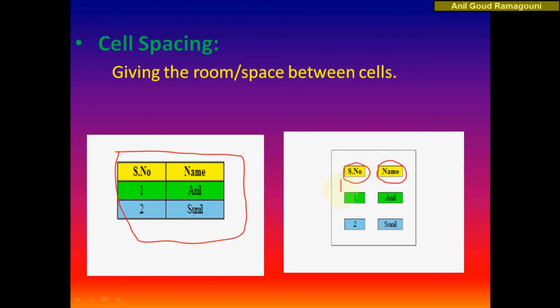Now see, it has been separated height wise and also width wise. This is called cell spacing. Separating the cells from another cell is called cell spacing. Then what do you mean by cell padding?